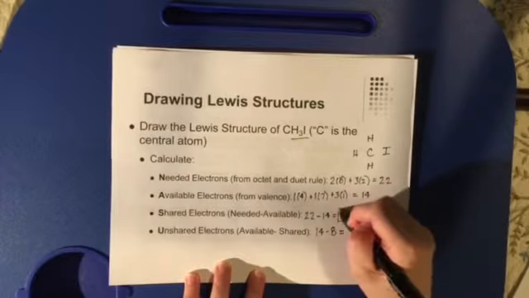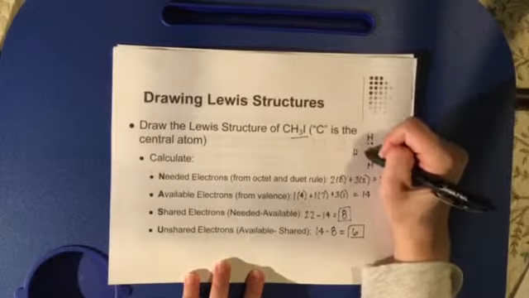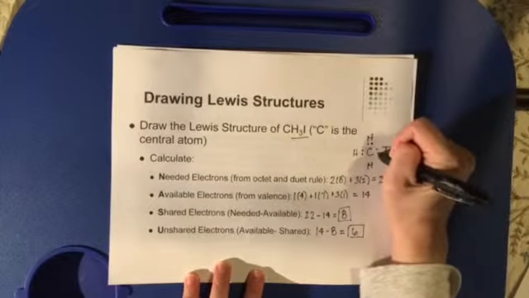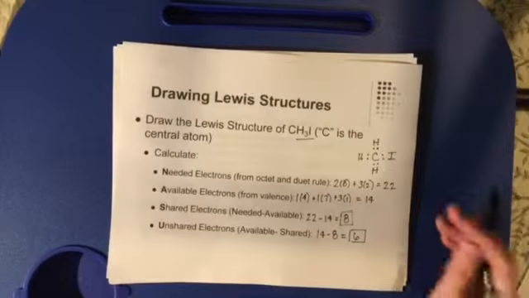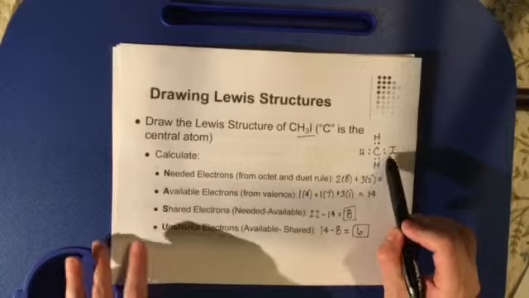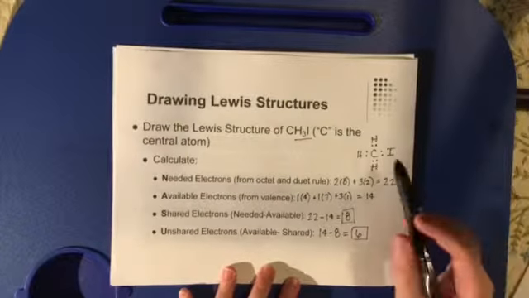6. So 8 must be shared. 6 is unshared. So you might be thinking that all you're doing here is just putting 2 in between the elements, so why do we need to go through this? Well, sometimes it's not always just going to be 2 in between, and that's where it's going to be more helpful to use this system.